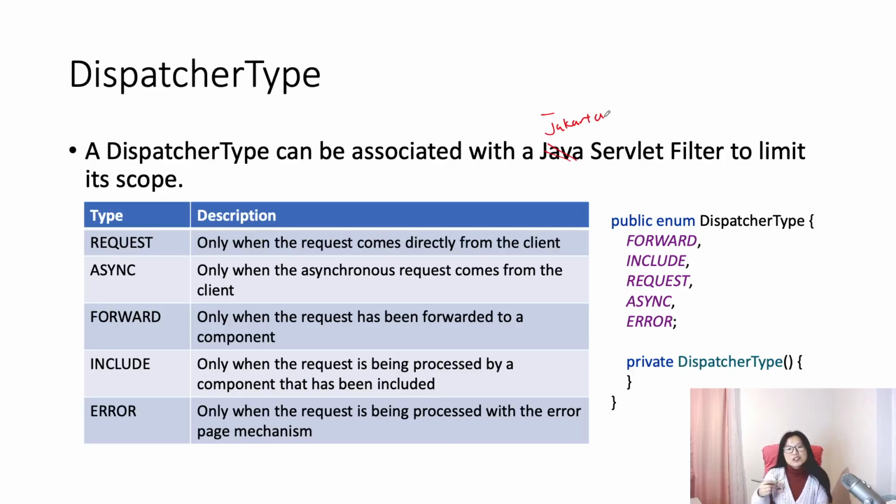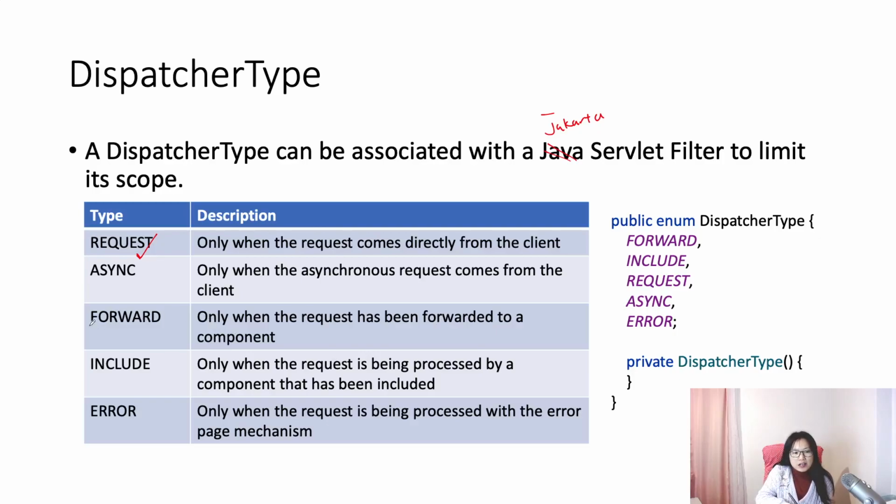Okay, it is just to limit the scope which the filter will target. And we have a request. I will show you later. No matter whether you add it or not, by default it is request. Only when the request comes directly from the client. Then you have async. If it's an asynchronous request coming from the client, suppose you have an Ajax call. It has forward. This one is only when the request has been forwarded to a component.